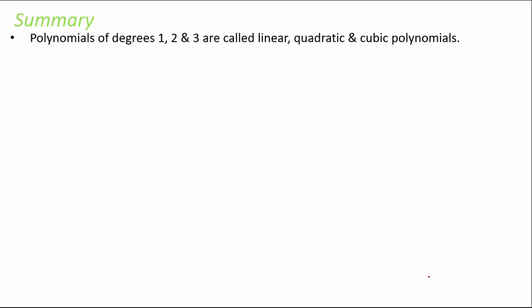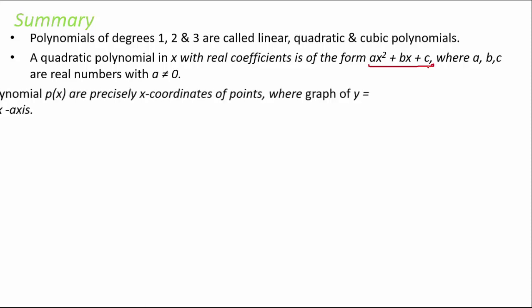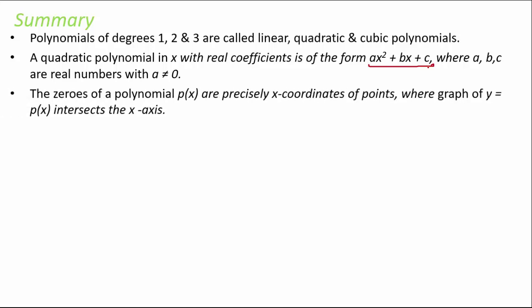Here we generally discuss polynomials of different degrees. Polynomials of degree 1, 2 and 3 are respectively called linear, quadratic and cubic polynomials. A quadratic polynomial in x with real coefficients is of the form ax square plus bx plus c, where a, b, c are real numbers with a not equal to 0. The zeros of a polynomial are precisely the x coordinates of points where the graph of y intersects the x-axis.